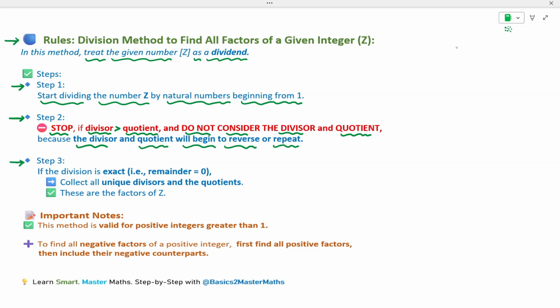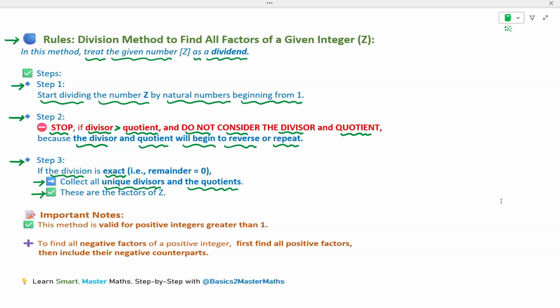Step 3. If the division is exact, collect all unique divisors and the quotients. These are the factors of the given number. Got it? Let us understand these rules with an example.